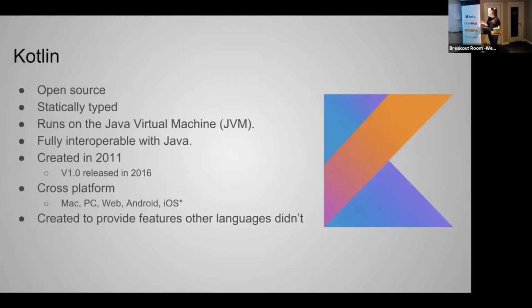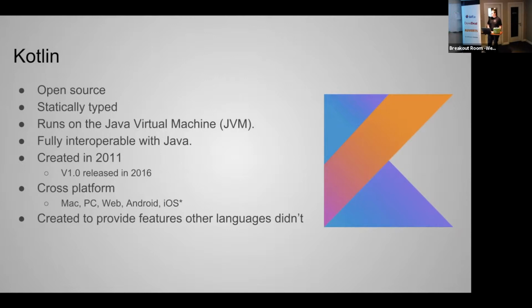What I am going to talk about is Kotlin. Kotlin is an open source statically typed language that runs on top of the JVM. It's fully interoperable with Java, created in 2011 by JetBrains, who are the creators of IntelliJ, which is quite a popular IDE for Java. They're also the creators of Android Studio as well, which is quite good. Created in 2011, the first stable release was in 2016. It's fully cross-platform, so you can run it on Mac, PC, web, Android, or even iOS to a limited degree.